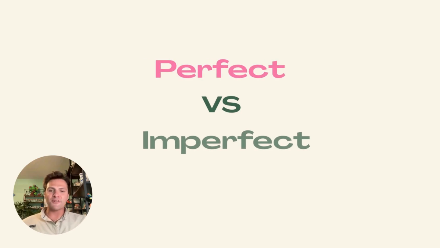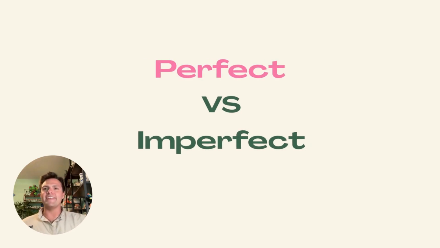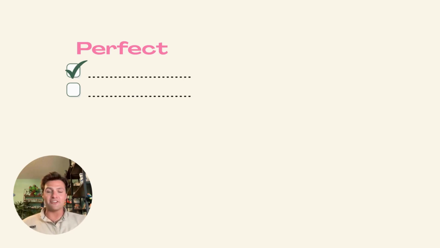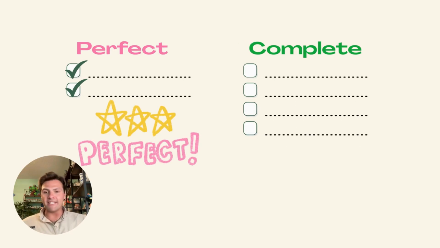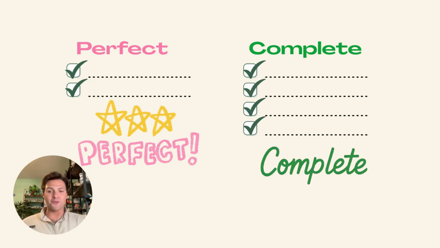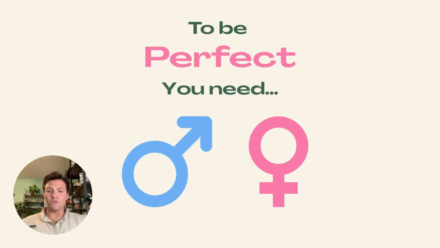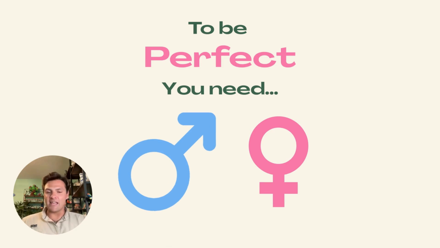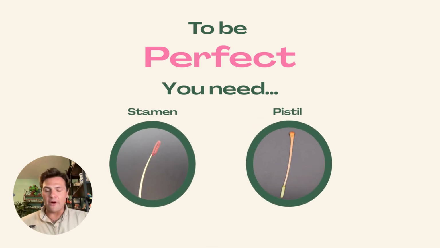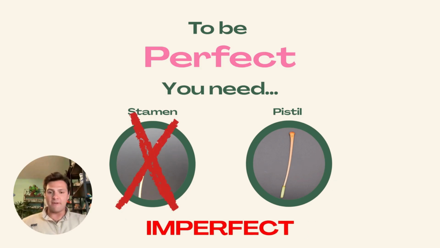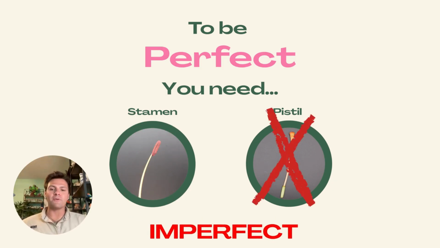Perfect versus imperfect flowers. I will say there is less criteria needed to be considered a perfect flower versus complete, but there is a big crossover between the two. So, to be considered a perfect flower, it's pretty straightforward. The flower needs to possess both male and female reproductive parts. That's the stamen and the pistil. If the flower is missing either the stamen, the male reproductive parts, or the pistil, the female reproductive parts, then it is not perfect.